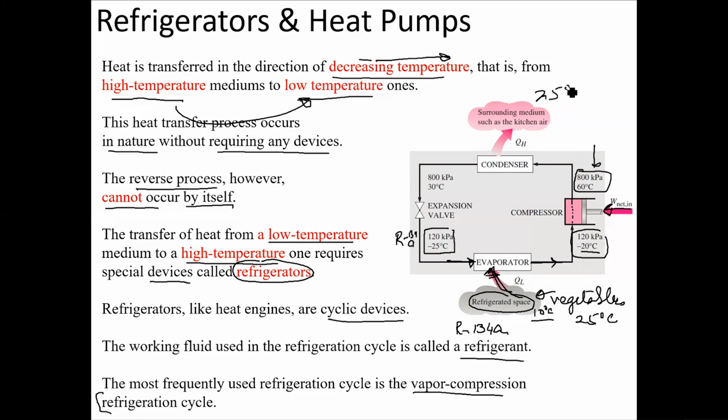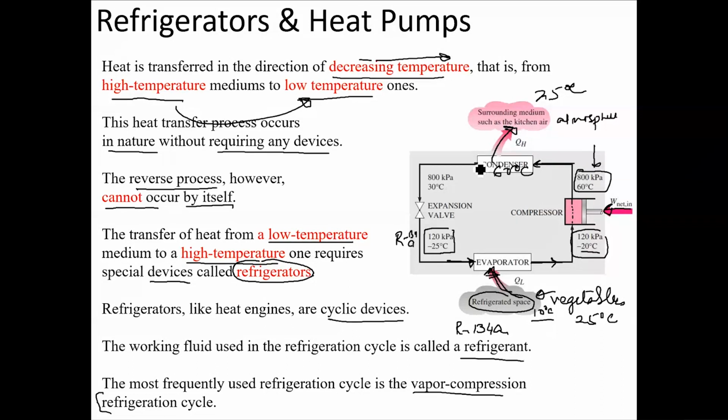Let's say the outside temperature is 25 degrees centigrade, so that the refrigerant, when it enters into the condenser, is at 60 degrees centigrade. Outside there is 25 degrees centigrade. So the refrigerant throws its heat away out into the kitchen or the area surrounding the refrigerator. To your atmosphere, the refrigerator is throwing out the heat. It is rejecting the heat.